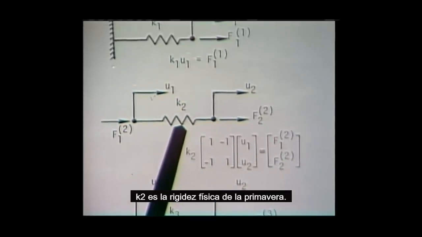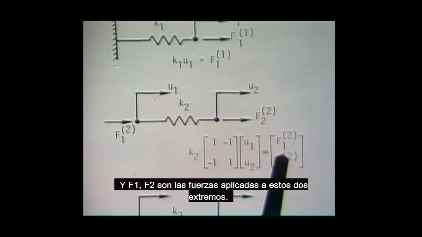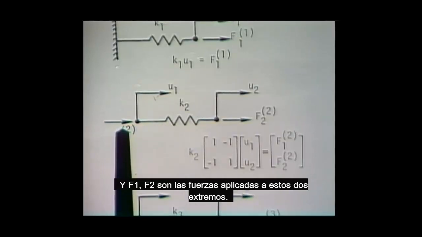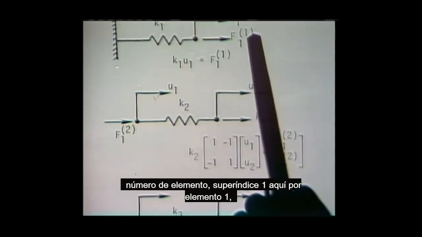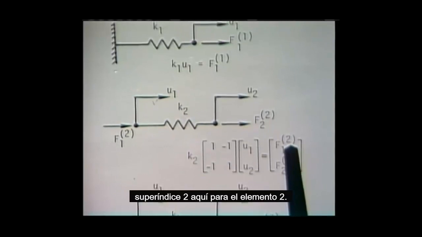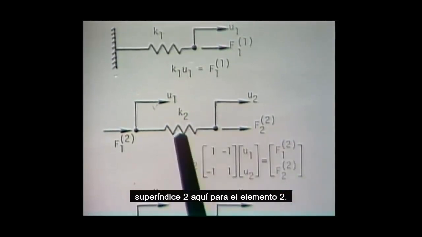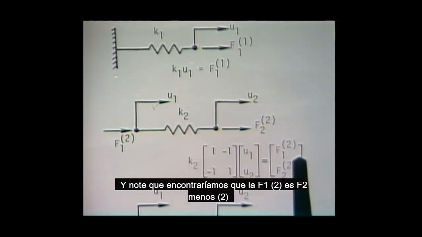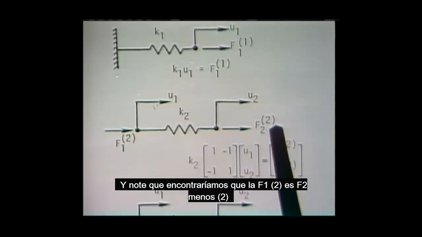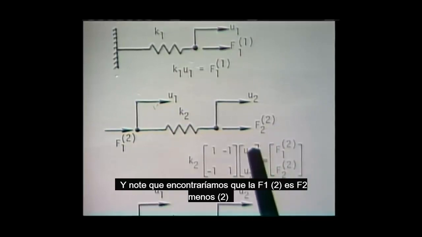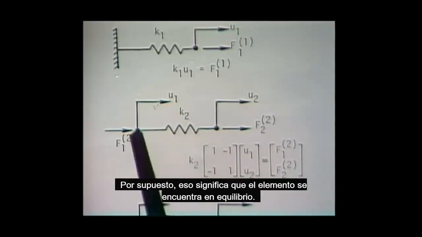K2 is the physical stiffness of the spring, and F1, F2 are the forces applied at these two ends. Notice, please, that the superscript here refers to the element number, superscript 1 here for element 1, superscript 2 here for element 2. And notice that we would find that F1² is minus F2² for given U1 and U2. Of course, that means the element is in equilibrium.